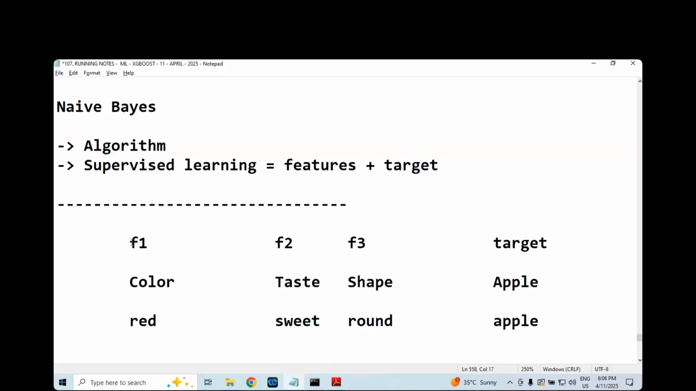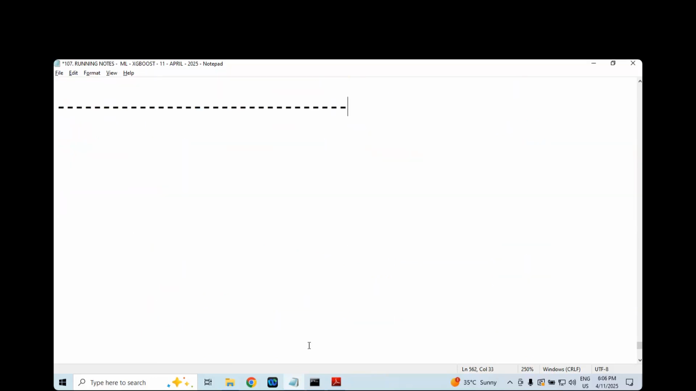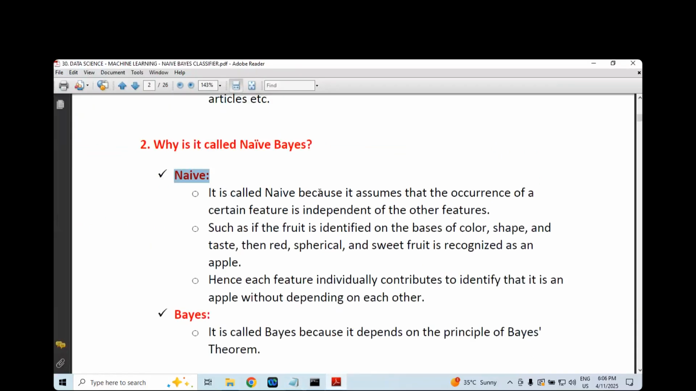Now here, F1 and F2 having no relationship at all is called naive. Make a note of this. It is called naive because it assumes that the occurrence of a certain feature is independent of other features. It has no relationship with other features. As I just explained, if you want to identify a fruit based on color, shape, and taste, then the fruit is recognized as an apple. Hence, each feature individually contributes.